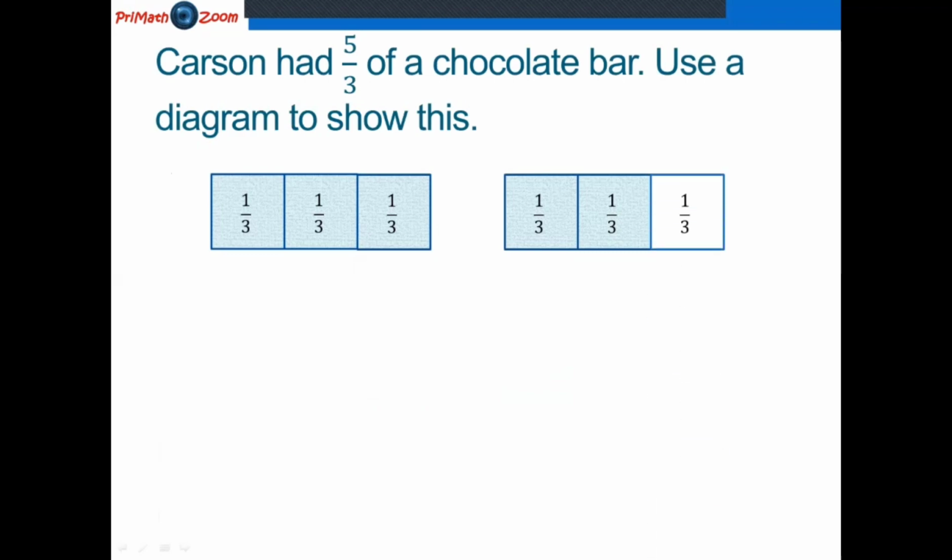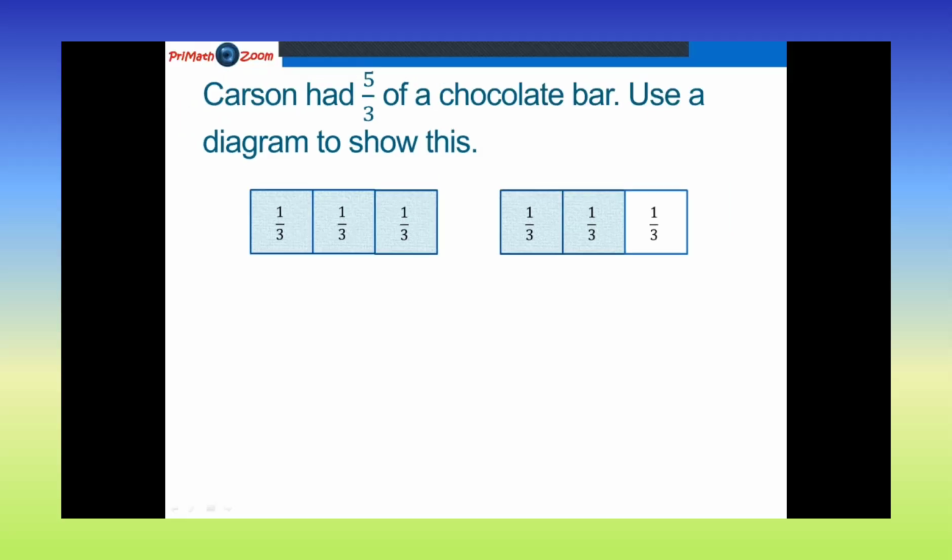So we have to ensure that both of them are the same size. So here with the two wholes that are the same size, you realize we have 1, 2, 3/3 in one whole and 1, 2/3 in the other whole. All the thirds together would be 1, 2, 3, 4, 5. And it's also called 5/3.